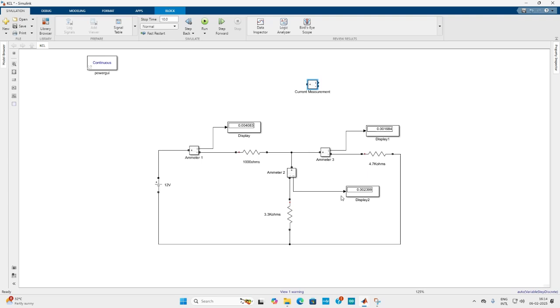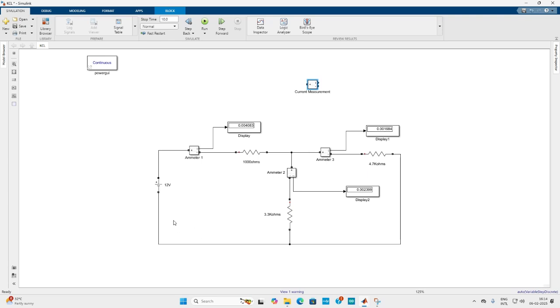Then you can compare the output. So here at the point of a junction, the current towards the junction is equal to the sum of the currents away from the junction. Here I1 is 0.04083, I2 becomes 0.002399, I3 becomes 0.0016. So as per the Kirchhoff current law, the current entering the circuit is the sum of the currents leaving the circuit. So the Kirchhoff current law has been verified by using the simulation.